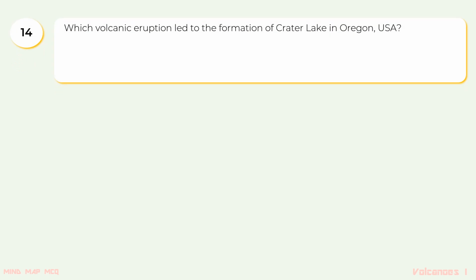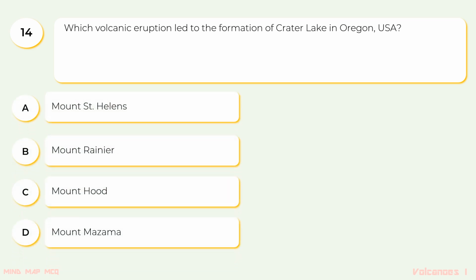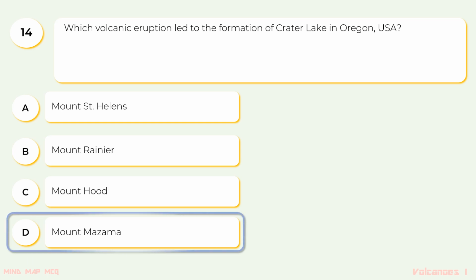14. Which volcanic eruption led to the formation of Crater Lake in Oregon, USA? The options are A. Mount St. Helens, B. Mount Rainier, C. Mount Hood, or D. Mount Mazama. The correct option is D.